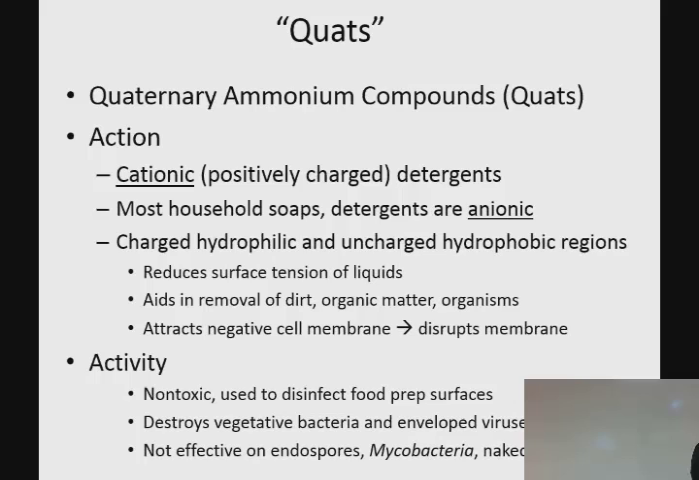Now, quats are typically non-toxic, so will often be used to disinfect food prep surfaces. They're very good at killing vegetative bacteria and enveloped viruses because of the plasma membrane effect that they have. They don't work on endospores. They don't work on mycobacteria, so you wouldn't use these as your sole method of protecting yourself in a TB ward. And they don't work on naked viruses.